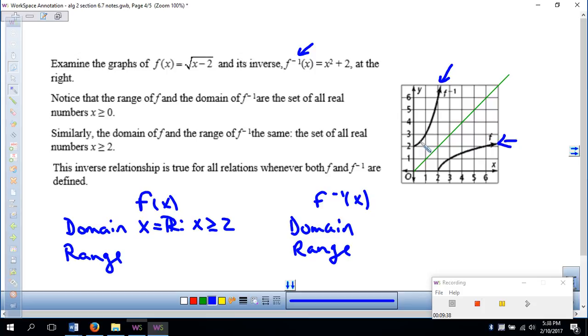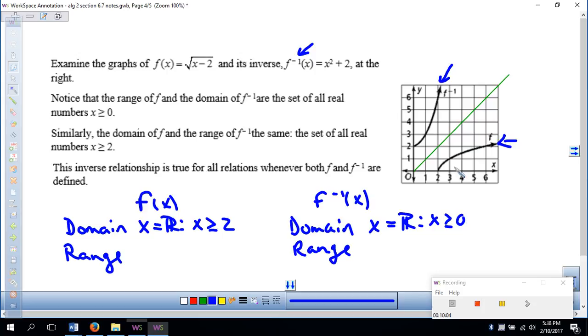And if I look at the domain of f inverse, well, the domain, remember, is the x values. So if we're looking at f inverse, the x values start at x equals 0, and that's an arrow at the end, so they continue on forever. So the domain for f inverse would be x equals all real numbers such that x is greater than or equal to 0. Now let's look at the range for f of x.